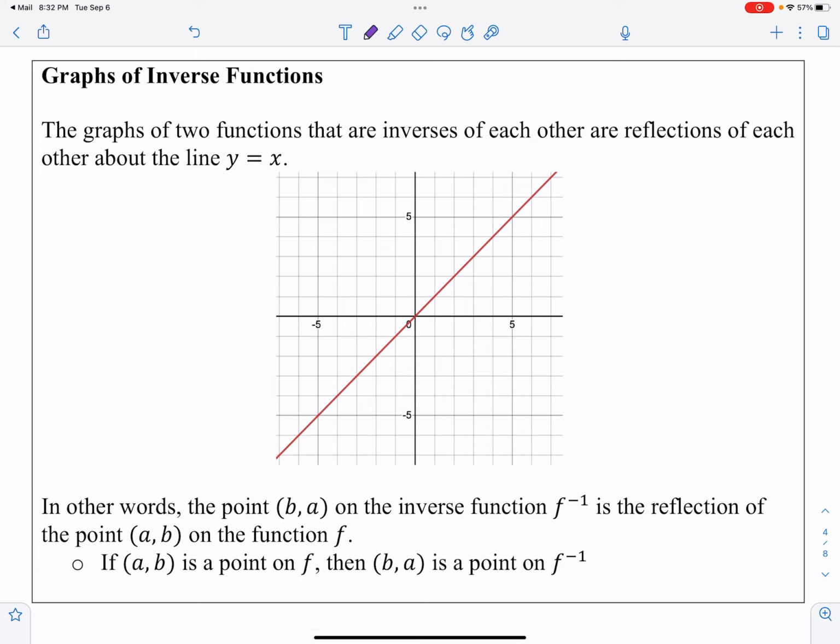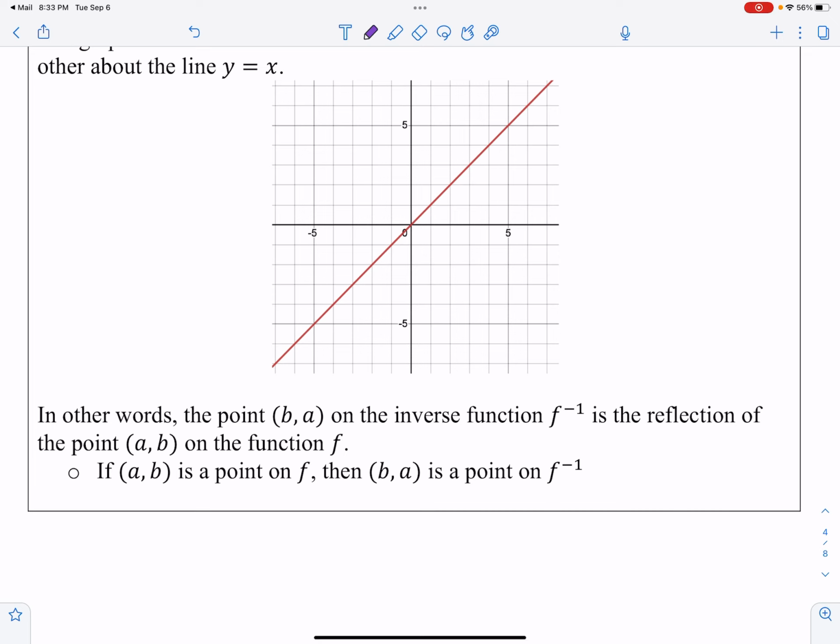Okay, the graphs, this is kind of cool. The graphs of inverse functions. So the graphs of two functions that are inverses of each other are reflections of each other over the line y equals x. And that should make sense. The fact that the two functions that are inverses of each other, their domains and their ranges just flip-flop. So like all of the x values and all of the y values just switch. And therefore, the graph ends up being symmetric about the line y equals x.